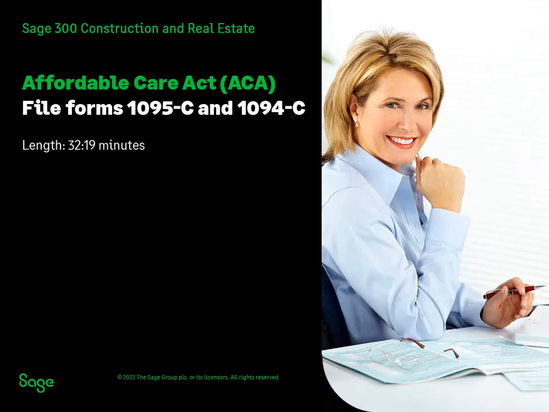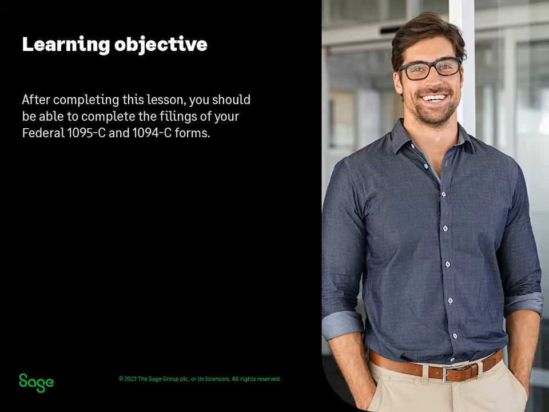If your business employs 50 or more full-time or full-time equivalent employees, it is likely that you will be required to submit the Forms 1095-C and 1094-C to be in compliance with the Affordable Care Act. In this lesson, we will walk you through the process of preparing these forms, and you will learn about the different options you have to submit them to the IRS and your employees at the end of the year. After viewing this lesson, you should be able to complete the filings of your federal 1095-C and 1094-C forms.